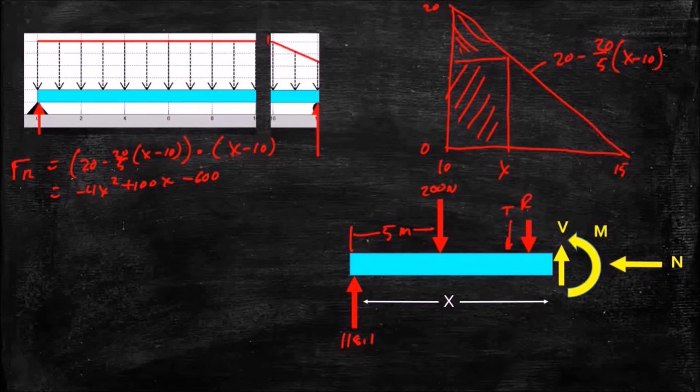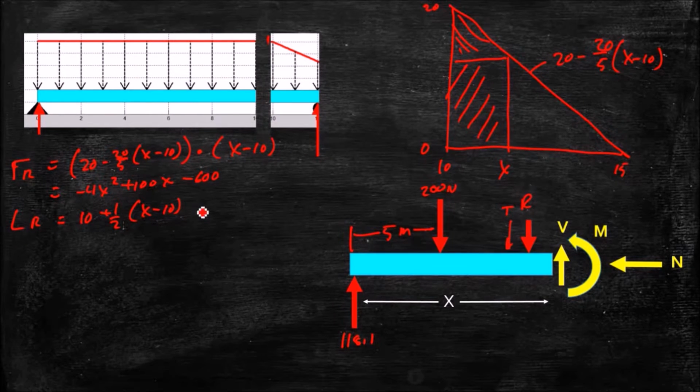The location of that force, the equivalent force, if we break it down to a single equivalent force, is going to be basically the middle of that rectangle. So the location of the rectangular force is equal to 10, which is the left edge, plus 1/2 of x minus 10, which is half the distance between 10 and x, and that's equal to x over 2 plus 5.